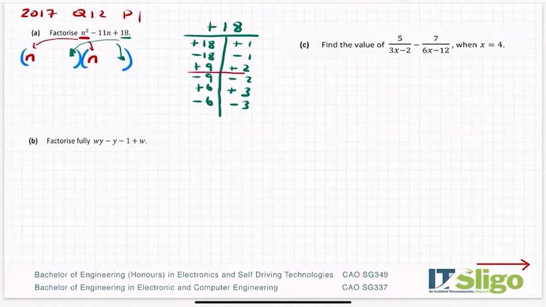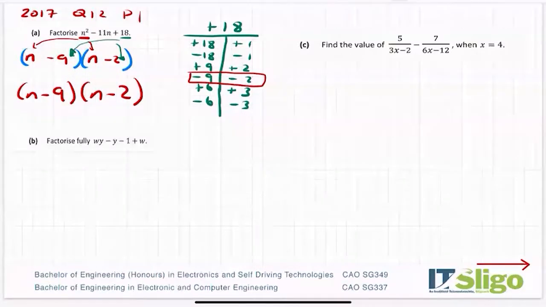So I have to add one row here together to give me minus 11. So what you do then is you put your minus 9 there and your minus 2. So let me just write it out again. N minus 9, n minus 2 is the factors of that. So that was that one done.